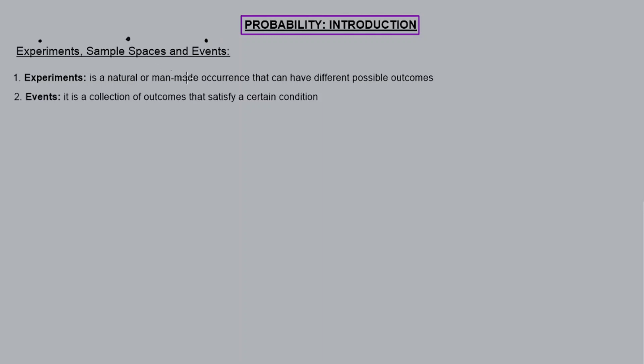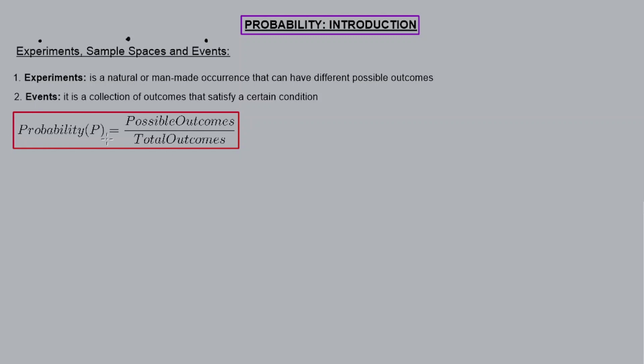And then a sample space is just a set of all the different possible outcomes found in an experiment. But I would like us to discuss sample spaces in detail under Venn diagrams. So we calculate probability as possible outcomes divided by the total outcomes. I can also rewrite the equation as the probability of any event E, where E stands for event, is equal to the number of outcomes in event E divided by the number of all the outcomes in the sample space. But it will make more sense when we do an example.